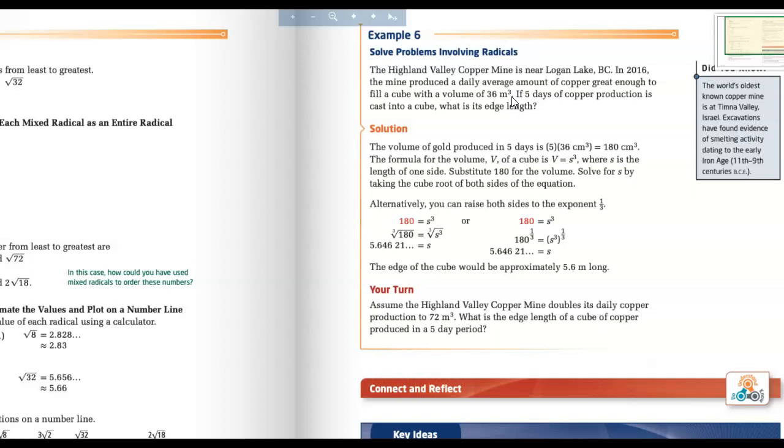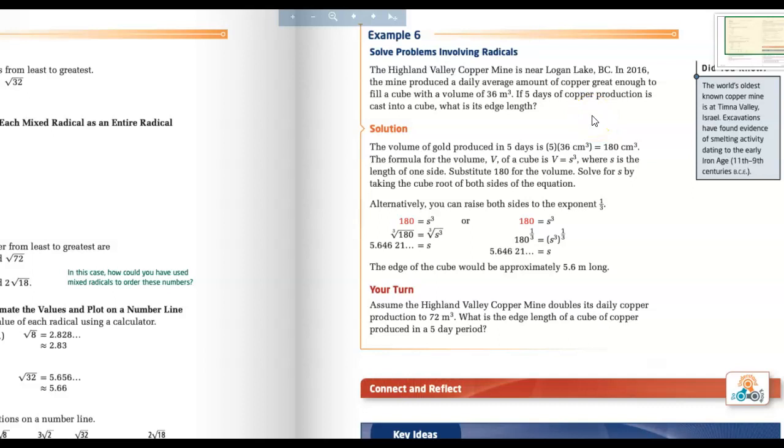What is edge length? So they're asking you what is the side of the cube, right? So in one day they did 36 meters cubed, but they're asking you about a bigger cube, the cube after 5 days. So if they make 36 meters cubed, how much do you get in 5 days? You just multiply. I'm pretty sure most of you guessed that. So 5 times 36 meters cubed, and it should probably be meters cubed, I don't know why they changed it to centimeters cubed, will give you 180 meters cubed. So we got our big cube now of 5 days, 180 meters cubed.